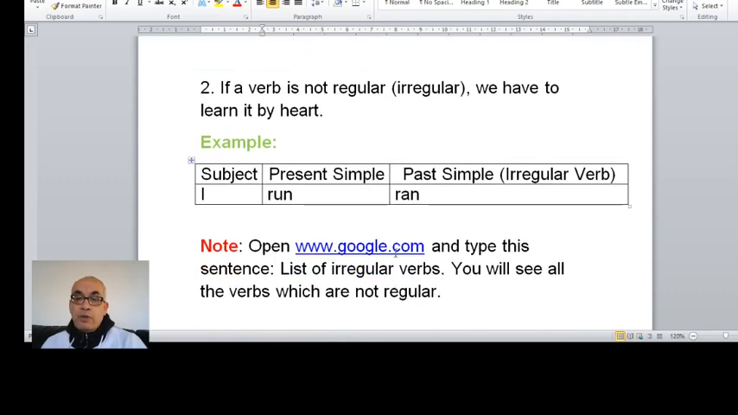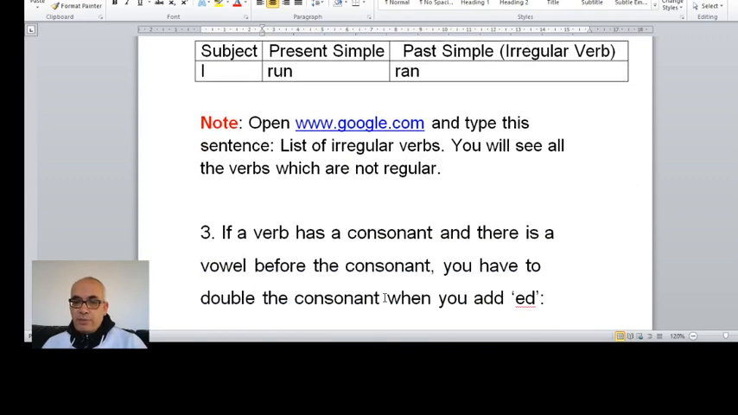Now what you can do, go to the internet and type Google, www.google.com, and type this sentence, list of irregular verbs. You will see all the verbs which are not regular. And then if you want to make past, if the verb is in the list, it means it is not regular. If the verb is not in the list, it means the verb is regular. So this is something you can do.